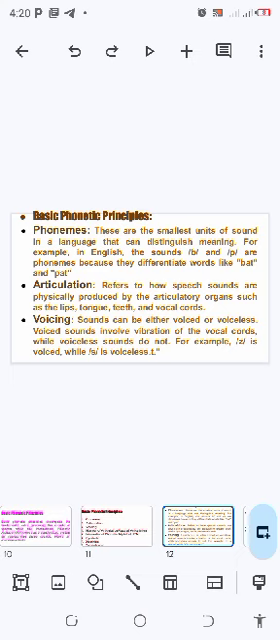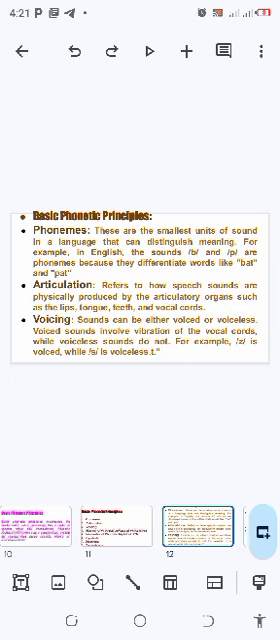So the next one is articulation. What do we mean by articulation? We have been hearing this articulate, articulation, and all this stuff. So this refers to how speech sounds are physically pronounced or produced by the articulatory organs. What do we mean? Articulation is how these sounds that we use for speech are produced from our sound organs. The articulatory organs are the sound organs such as lips, tongue, the teeth, the vocal cords. We have lots of them.